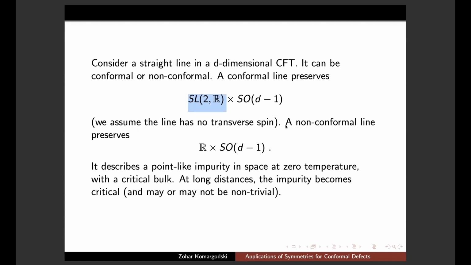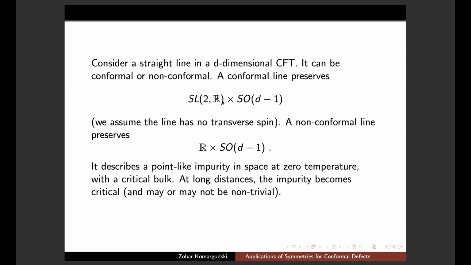So a line operator doesn't have to be conformal. We expect that many line operators become conformal at long distances. So even if the bulk theory is tuned to a quantum critical point and it's conformal, a line operator doesn't have to be conformal. It could preserve a much smaller subgroup, which essentially just means energy conservation. This is time translation invariance and transverse rotations. So at long distances, you could recover SL2R. So the line may become conformal, or it may become topological, or it may be completely transparent.